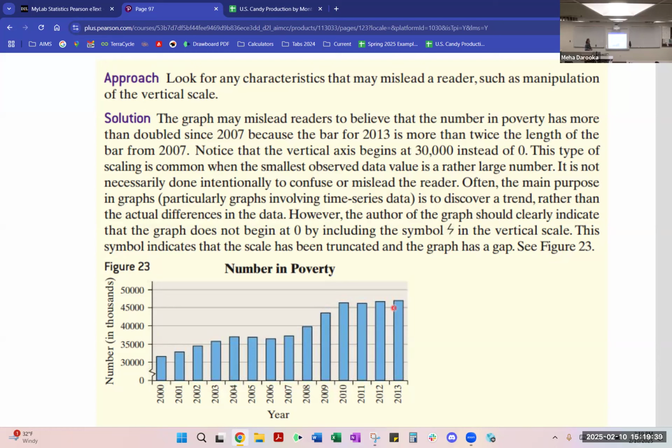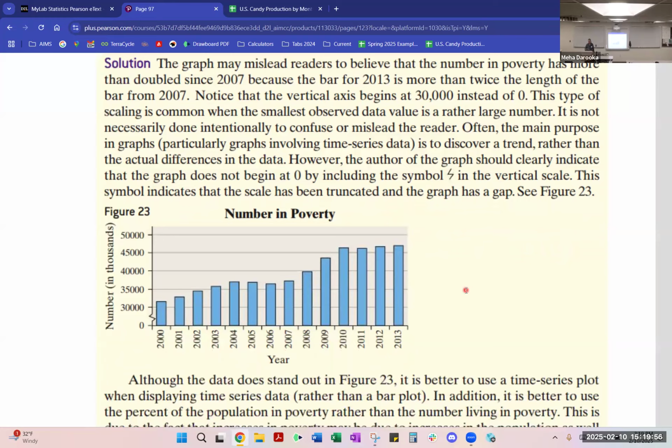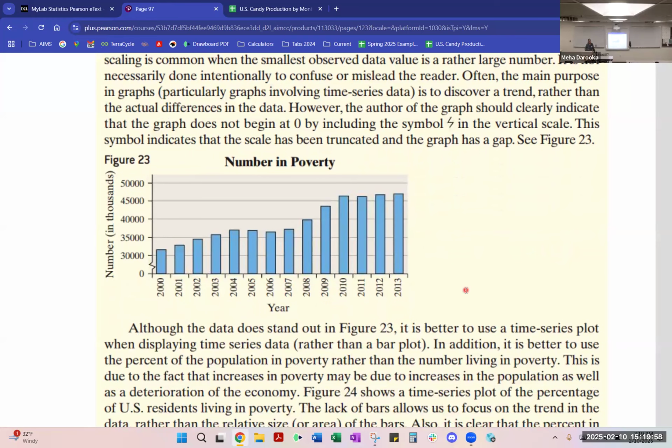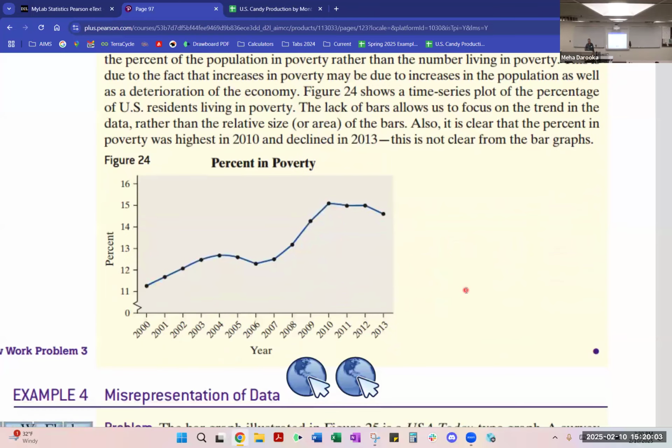And you can kind of read how they're talking about the main purpose of a graph, especially involving time series, is to discover a trend rather than actual differences in data. So, doing a bar graph, is that the best idea to do if we're talking about trends over time? Or should we have done a time series plot and made it look more like this instead of going with the bar graph? Because I think this looks less scary now, doesn't it, than the bar graph we looked at.